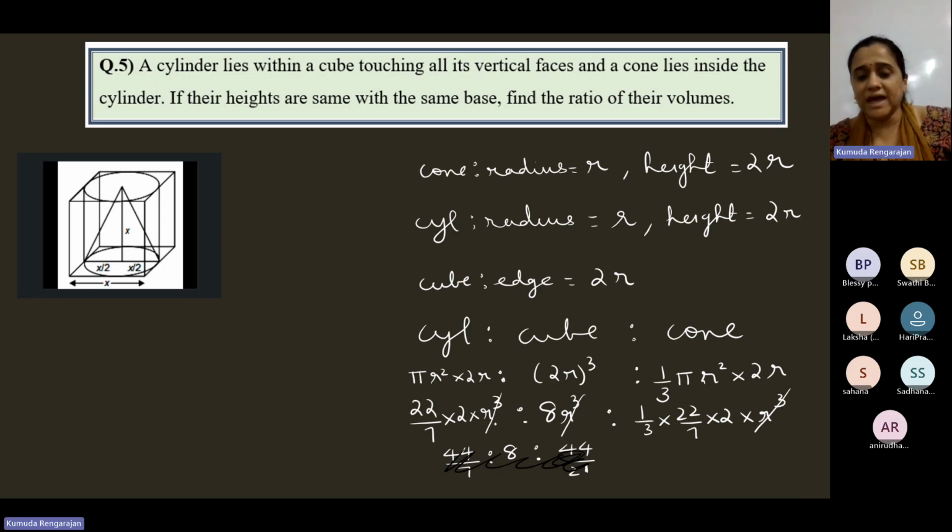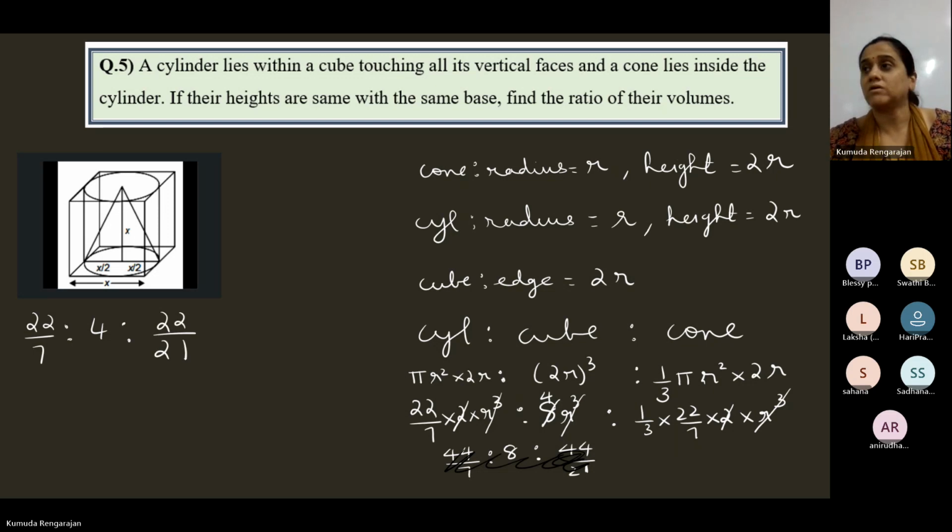Yeah, we can cancel r cube, and you can also cancel 2, right? 2, 2 and 2 how many times? 4 times, correct? You can also cancel 2 4 times. 2 and 2 gets cancelled, and here 2 4s are 8. So what is remaining now? 22 by 7 is to 4 is to 22 by 21. Correct?